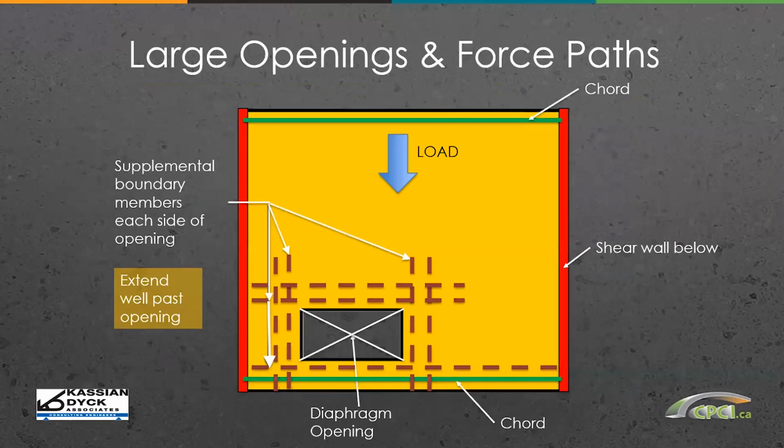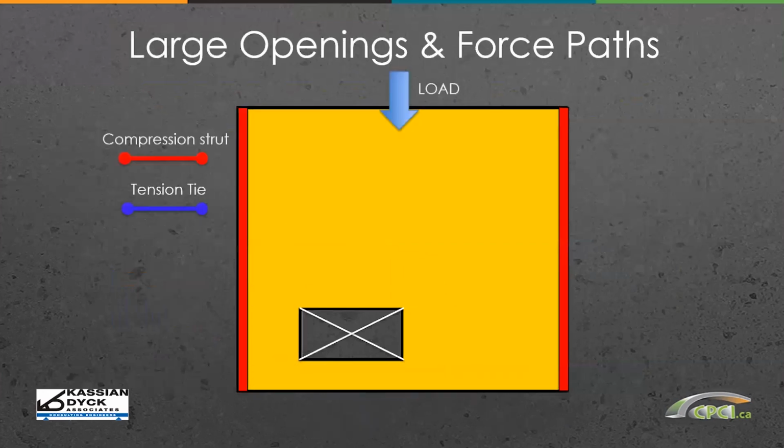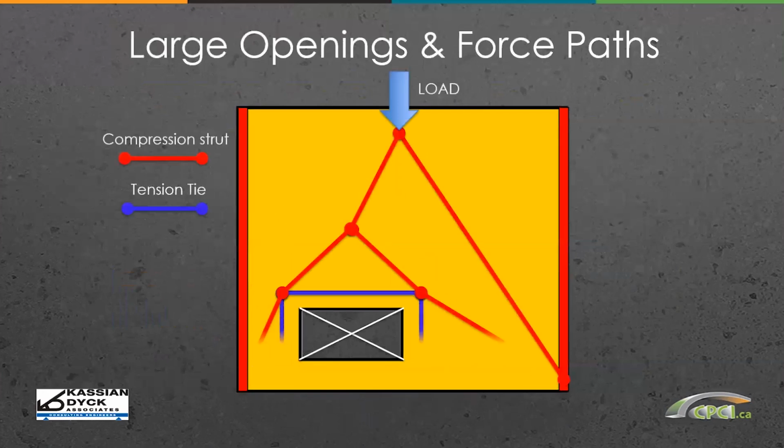So in this case, we have load being applied to a diaphragm with an opening. We're going to have to design the diaphragm to accommodate the opening, follow our forces through with an appropriate load path, and design accordingly. So in this case, if our load is coming down, we know we're going to have potentially some compression struts and tension ties.